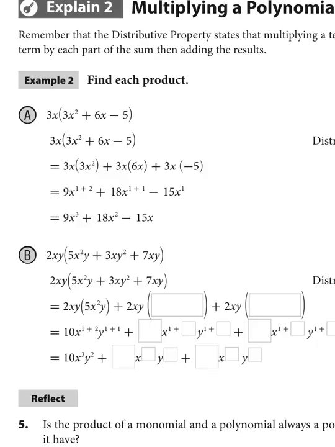All right, welcome to the second video of section 18.1. In this video, we're going to look at multiplying a polynomial by a monomial.